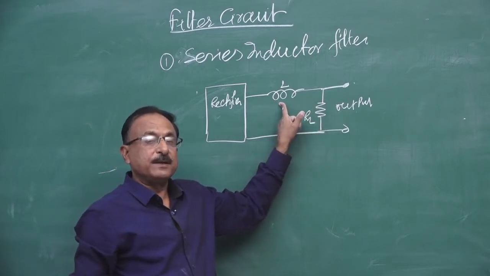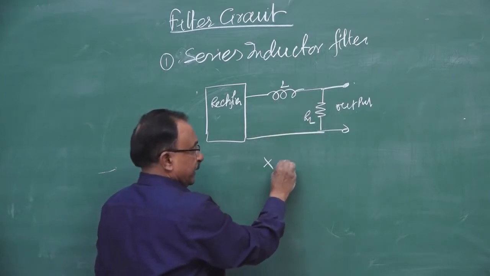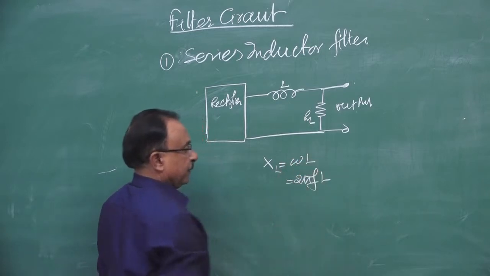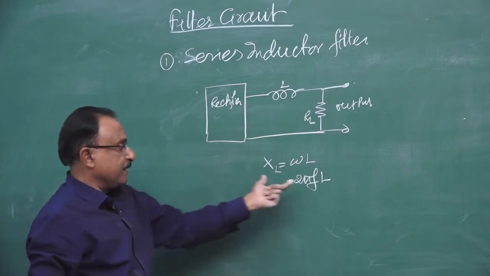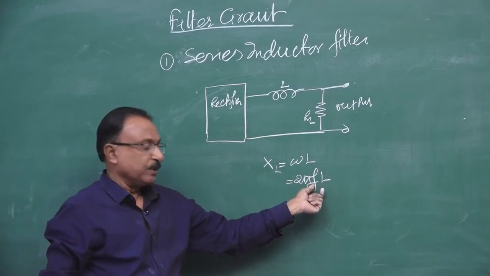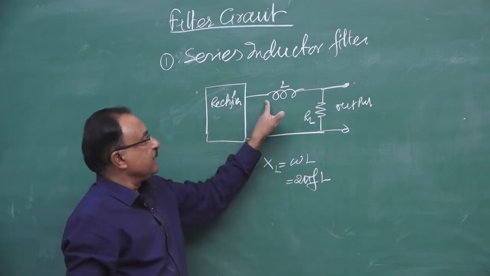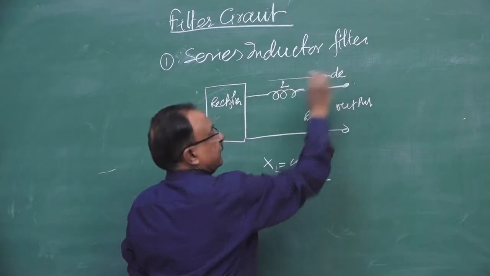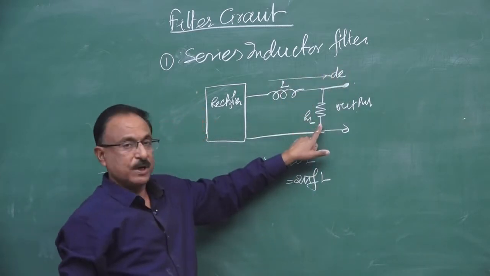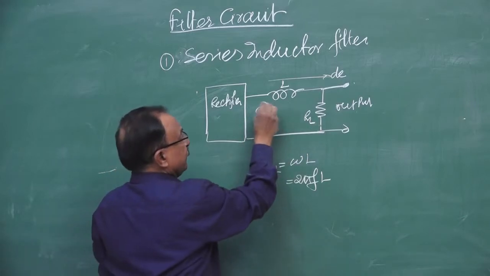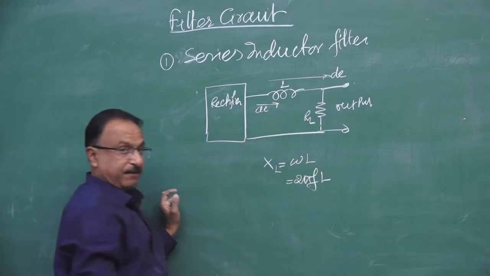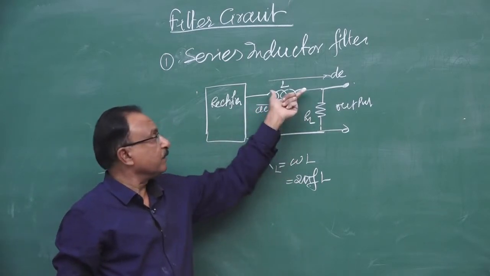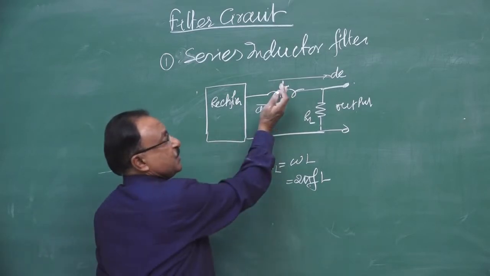Now what is the role of the inductor? We know that the inductive reactance XL is equal to omega L, that is 2 pi FL. If there is DC, then DC has frequency 0, so for DC the inductor will not offer any resistance, and the direct current will pass and drop across the output. But AC, which has some frequency F, because of the frequency the inductor will offer more resistance than for DC, and so it will check the AC.